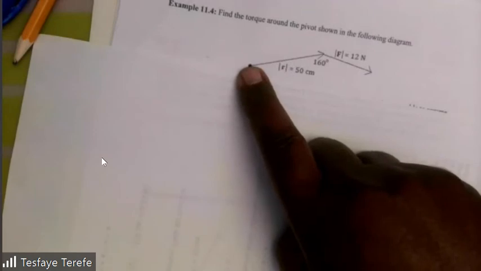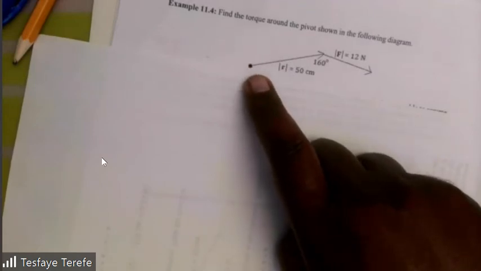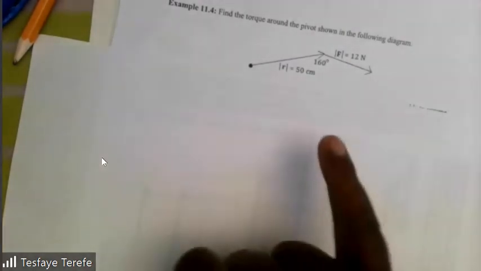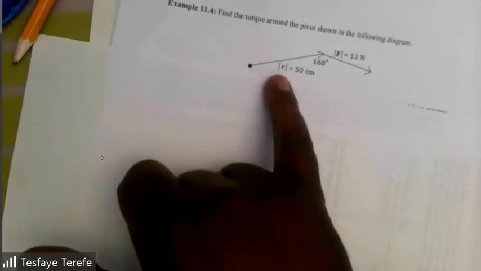Here it is now. Find the torque around a pivot. Look, the pivot is here, the head of the wrench or something like that. I mean the screw. And as shown in the following diagram, the force is acting this way and the radius is 50 centimeters. What is the work done? I mean, what is the torque?